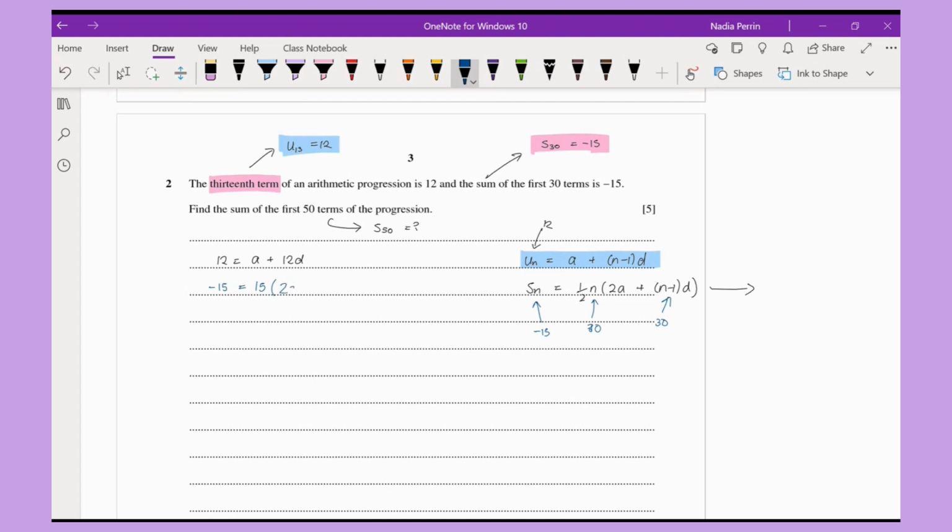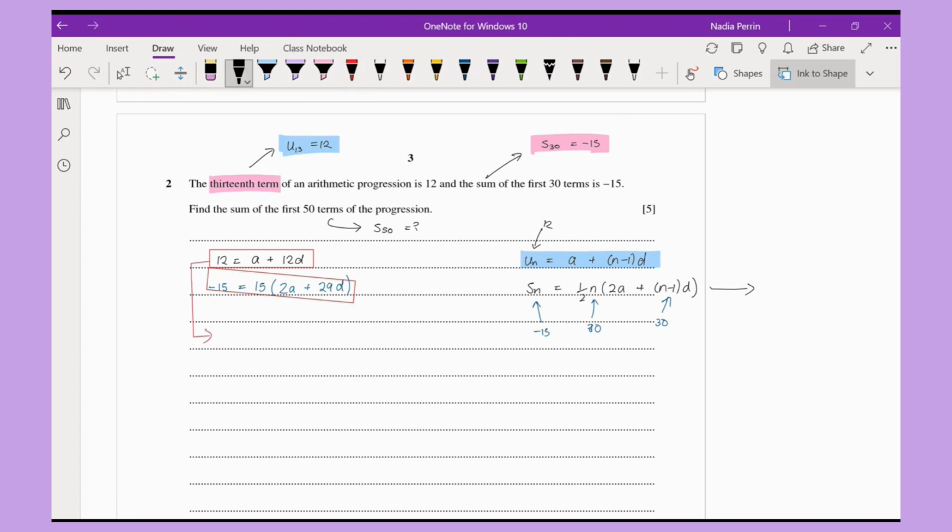2a, I don't know what a is. I do know that n is 30, so that's going to become 29, but I don't know d. And those are my two formulas. So when I have two equations and two unknowns, I'm going to be using simultaneous equations.